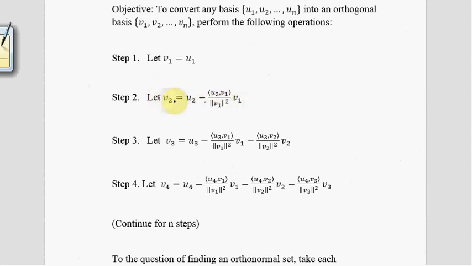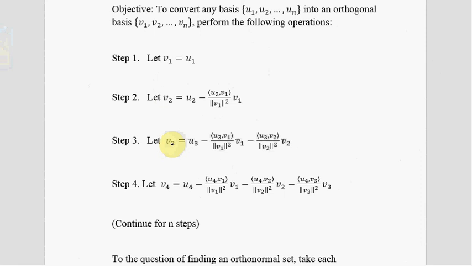So v sub 2 is u sub 2 minus the inner product of u sub 2 with v sub 1 divided by the norm of v sub 1 squared times v sub 1. V sub 3 is u sub 3 minus the inner product of u sub 3 and v sub 1 divided by the norm of v sub 1 squared times v sub 1, minus the inner product of u sub 3 and v sub 2 divided by the norm of v sub 2 squared times v sub 2.